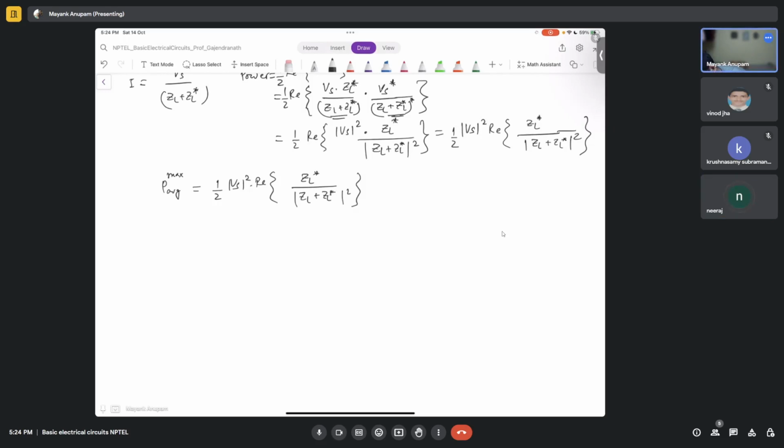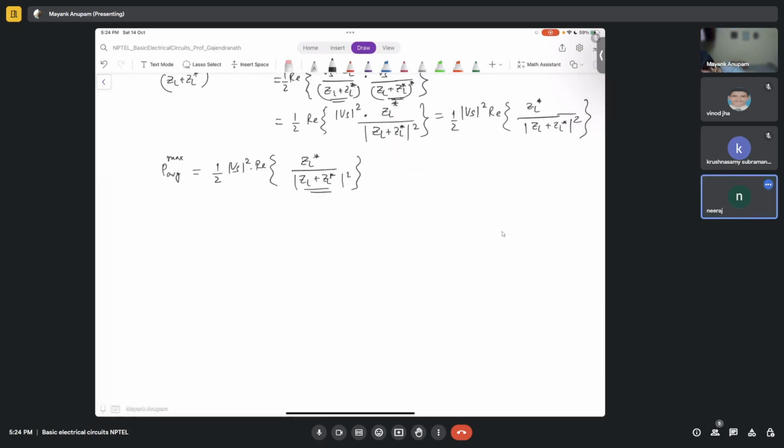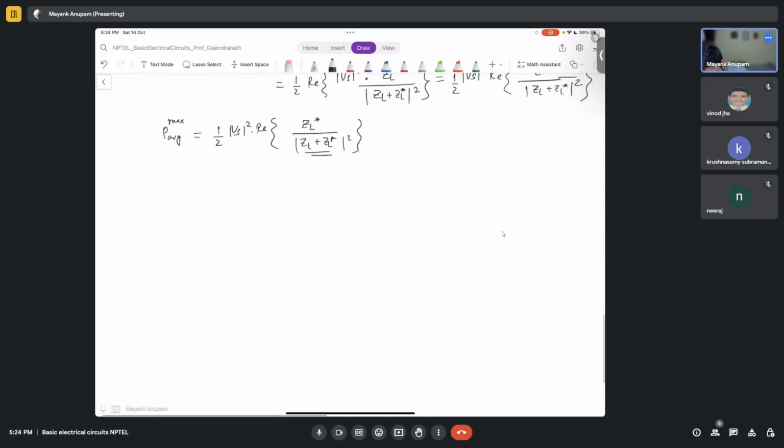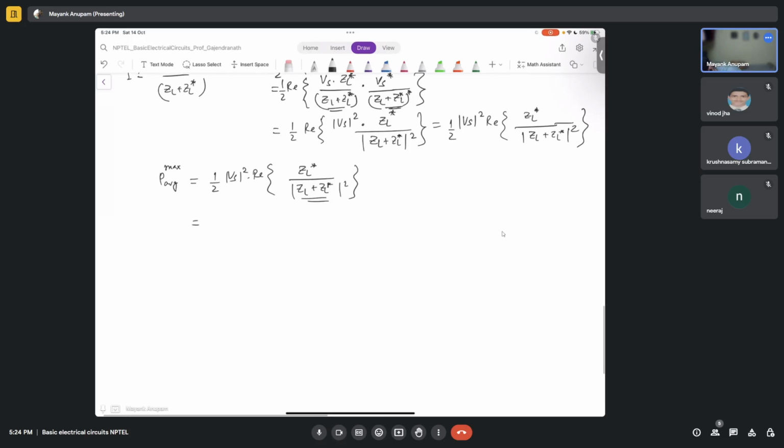Now since ZL plus ZL conjugate is always a real number, it is a real number, right? ZL plus ZL conjugate is always a real number. Yes sir, the imaginary parts cancel out. Yes, correct. So you can as well take it out, right?